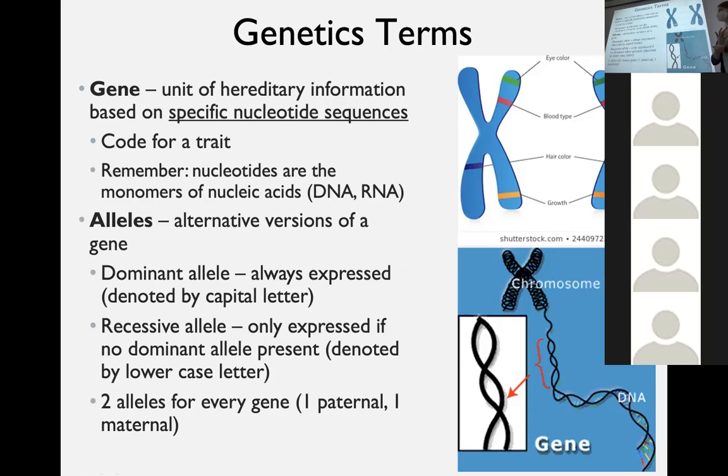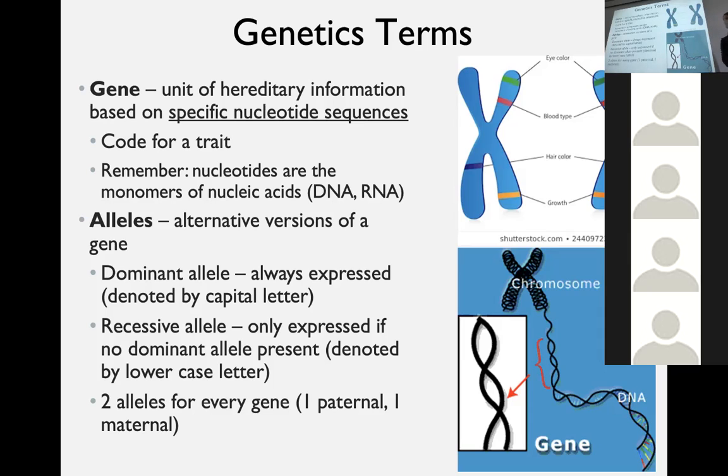Alleles are, like I already said, an alternative version of a gene. So this is where we get into the dominant and recessive aspects. In the most simple of scenarios, you have a dominant allele and a recessive allele. The dominant allele is always expressed, so you always see it. It's usually denoted by a capital letter like big A or big P, like I showed you earlier. The recessive allele is only expressed if there's no dominant allele present. I'll show you what that looks like on the next slide. These are denoted by a lowercase letter.